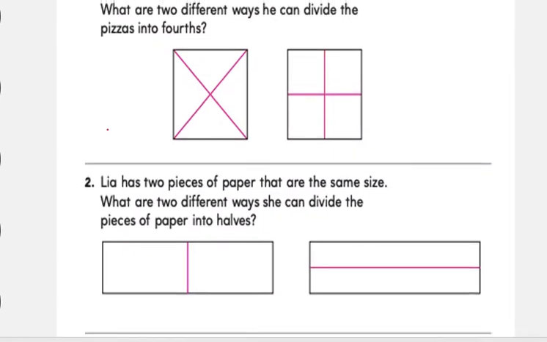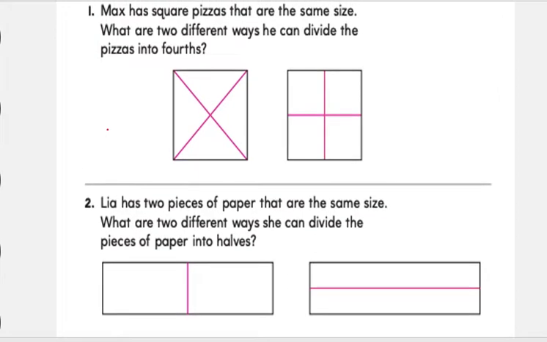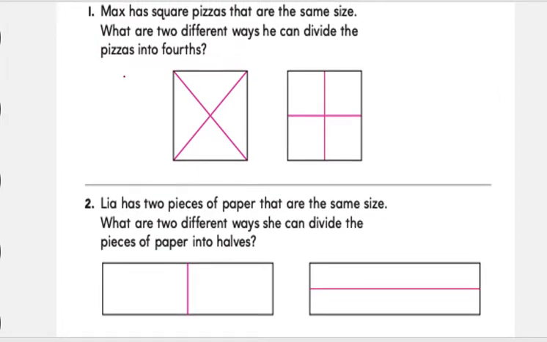Okay, over here, this is telling me that Max has square pizzas that are the same size. What are two different ways that he can divide up the pizza into fourths? Remember, fourths mean 4. So over here in this square, so remember we have 2 squares because it says he has square pizzas that are the same size.